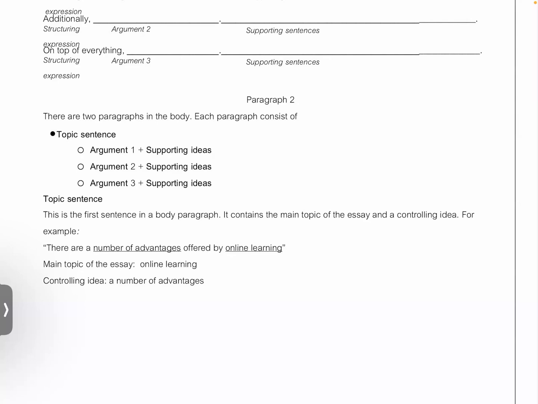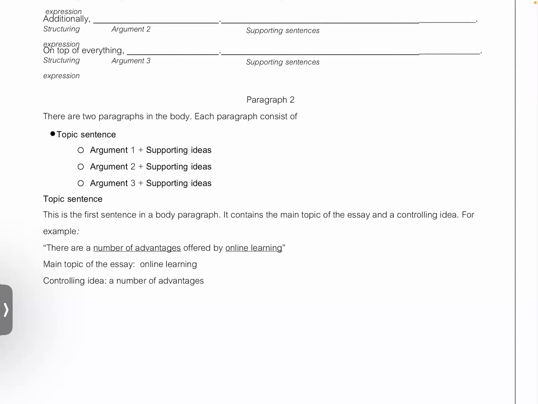But do you always need to write in sentence formats? Actually, no. You can use an adverb phrase as well. For example, you can say regarding a number of advantages offered by online learning. This way, you are not making a sentence. So you don't have to end it with a full stop. Instead, you will end your adverbs with a comma, right?